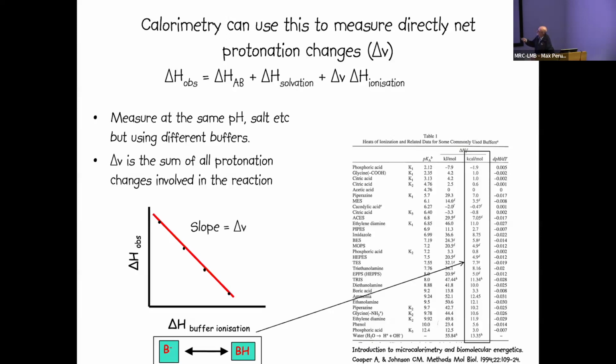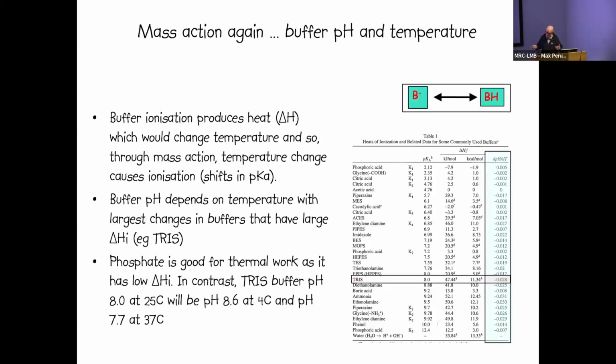Then the intercept is where we have an absence of contribution from this ionization effect. And the slope of that plot was directly equal to the number of protons involved in our system. This also raises another point that many people don't think about or aren't aware of, and it's back to mass action again. So buffer ionization produces heat, which we can think about as enthalpy. It's part of our signal when we measure it isothermally, for example.